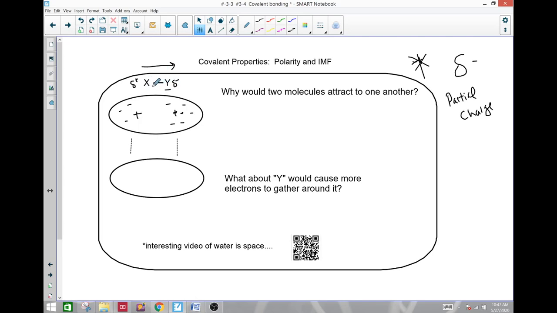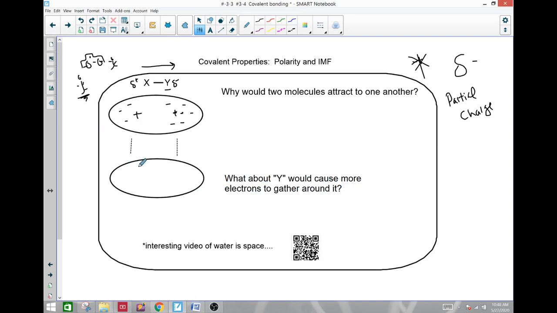Sometimes I make this a scenario like having a car and a sibling. When I was a kid, I had to share my car with my brother. We only had one car. Sometimes I drove it, and sometimes my brother drove it, and it seemed like my brother drove it almost all the time. So what about Y is causing it to have more electrons gathering around it?